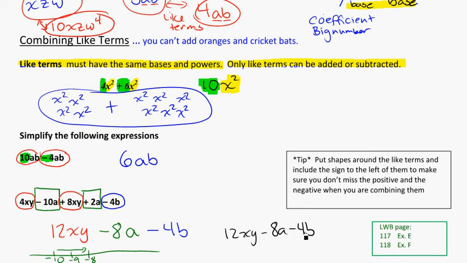So again, you can only add together terms that are like terms. They have the same base and the same power. And if there's a whole bunch of them in an expression together, it can be really helpful to circle them with different colors and include the sign in front of it to make sure you don't forget to subtract or add, depending on what's there.